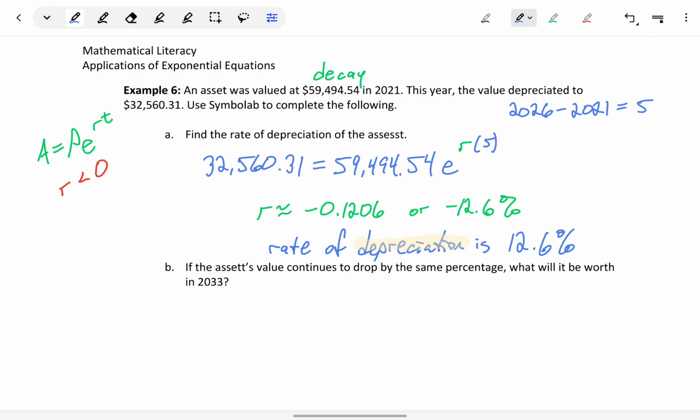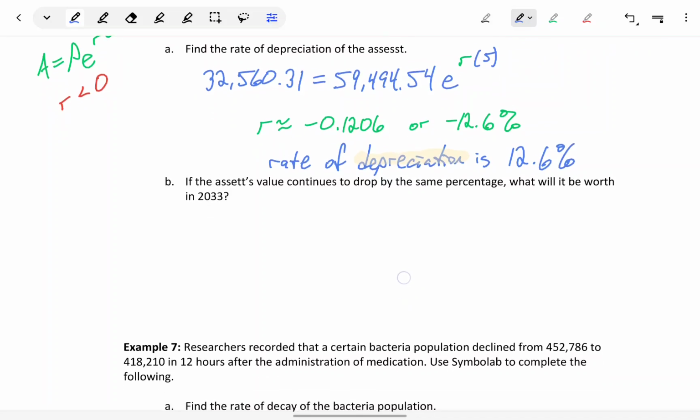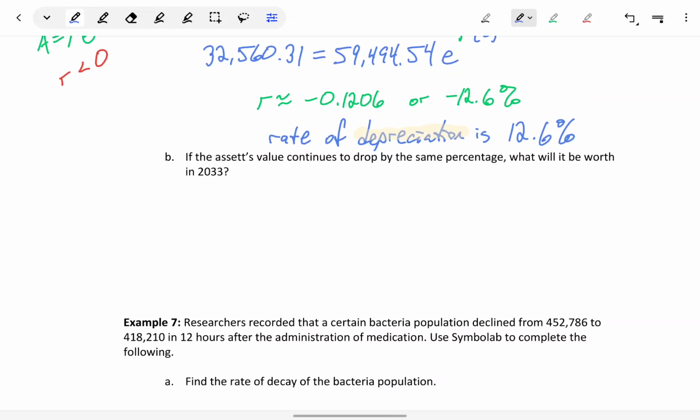In part B, we're asked if the asset's value continues to drop by the same percentage, what will it be worth in 2033? In this case, the unknown is the final amount for this asset. So A is our unknown value. We still have the initial starting value of $32,560.31, which is its value today, this year, times e to the negative 0.1206. Note that now we are including that negative value.